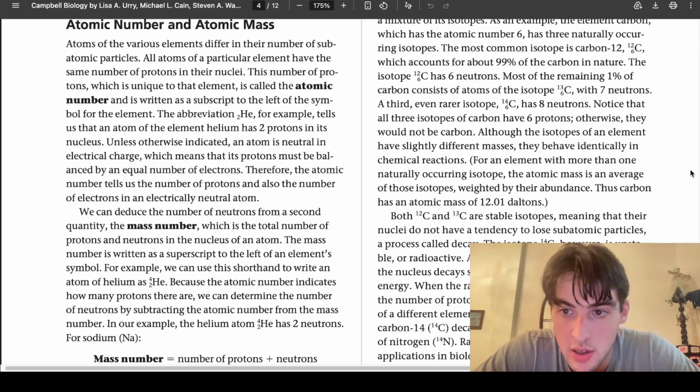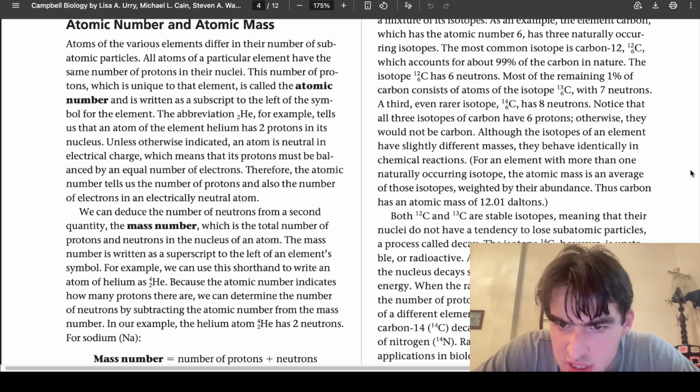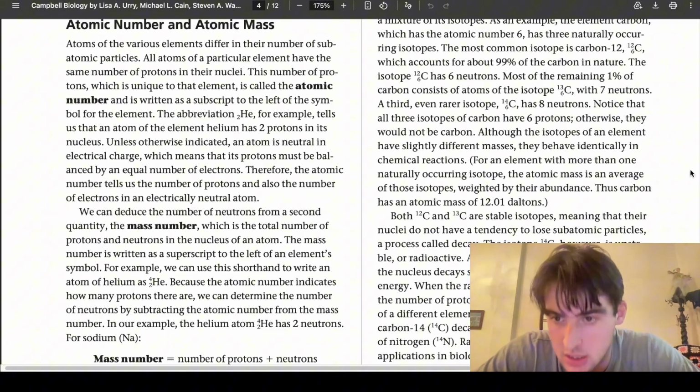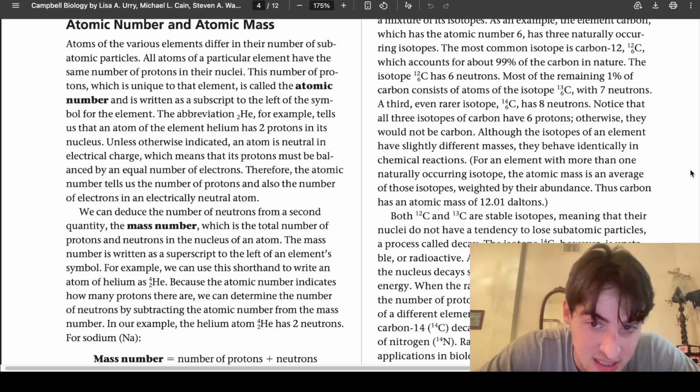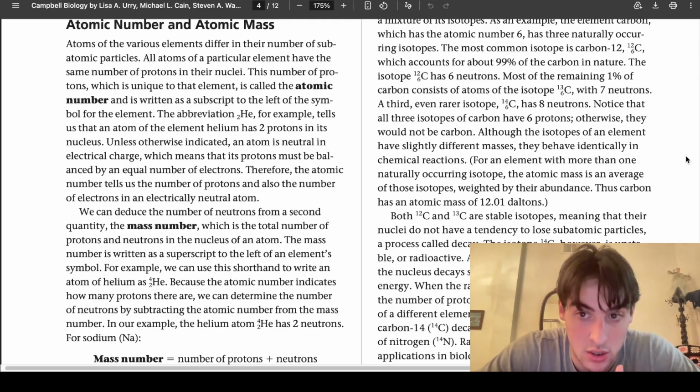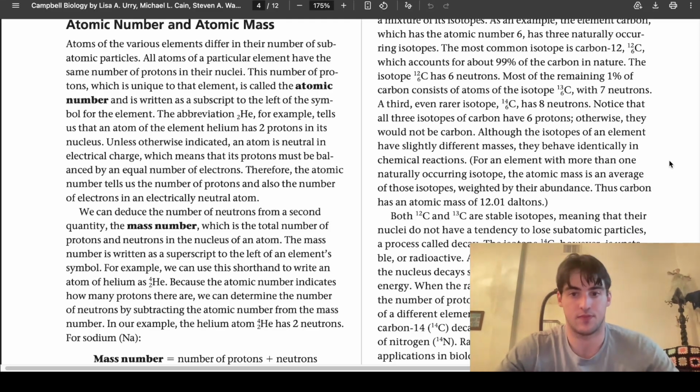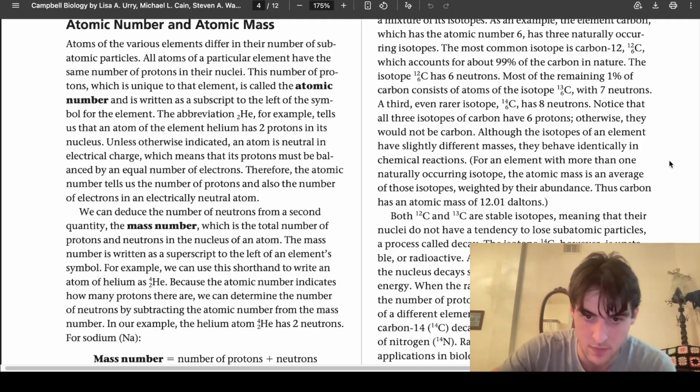For an element with more than one naturally occurring isotope, the atomic mass is an average of those isotopes weighted by their abundance. All right. So thus, carbon has an atomic mass of 12.01 daltons because the isotope of carbon with the atomic mass of 12 is a lot more abundant than the other isotopes. So it averages out to 12.01.